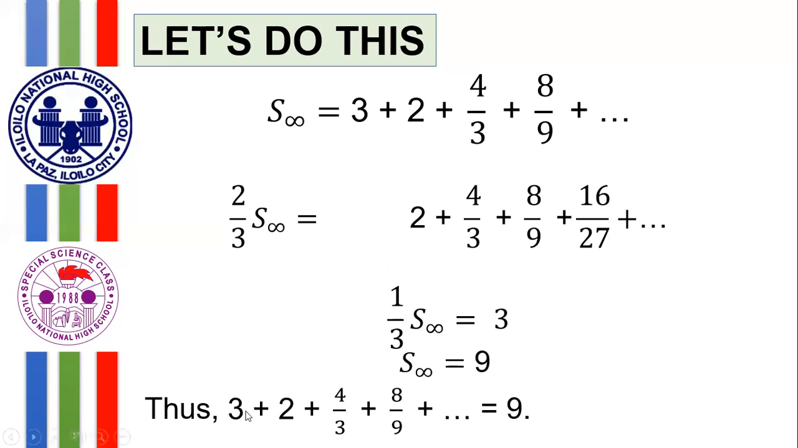So you see, this infinite converging geometric series has a finite sum that is 9. If you wish, you could verify with your calculators. Try adding as many terms of this infinite converging geometric series, and I'm sure your answer will never be more than 9. I hope it's clear with us.